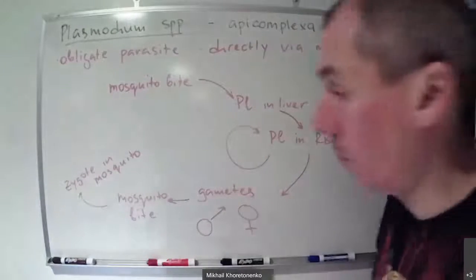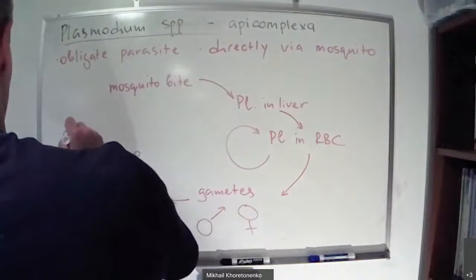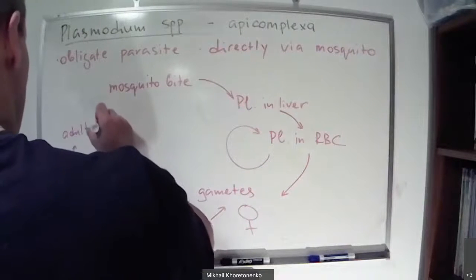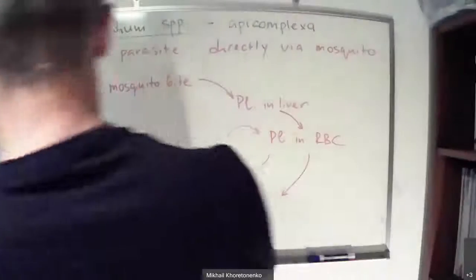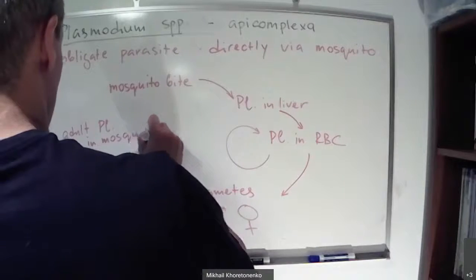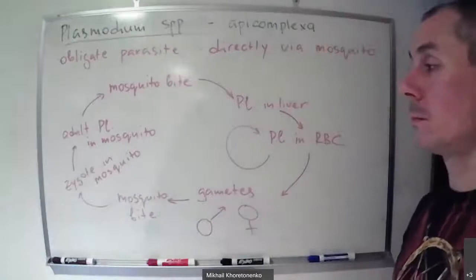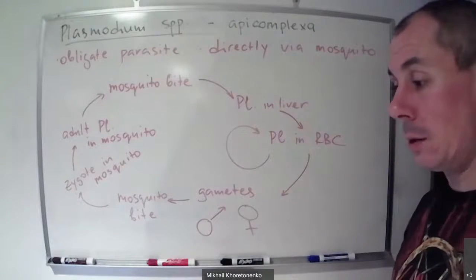Zygote in the mosquito develops into the adult Plasmodium, again in the mosquito, and the cycle starts over. So one more time.